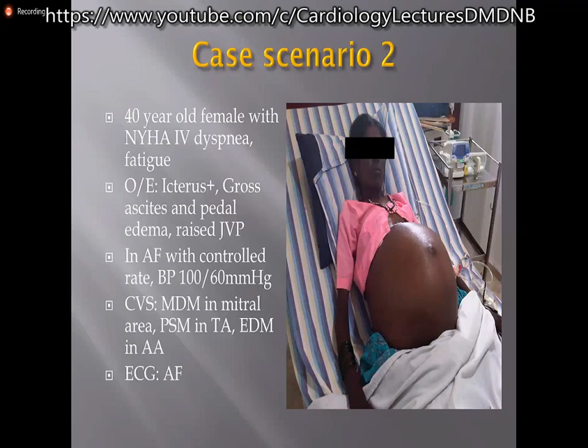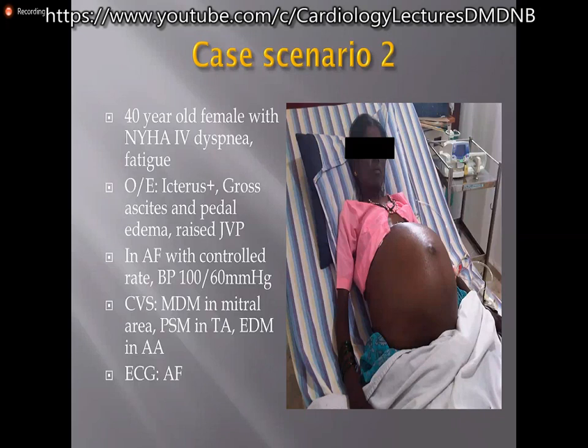Then case scenario 2, 40-year-old female presented with functional class 4 dyspnea, extreme fatigue. See, in a patient with valvular lesion, if there is extreme fatigue, it is always because of decrease in cardiac output and fall in the stroke volume. Either it is a severe MR or there is a severe right heart failure. So either a severe right heart failure or a severe MR. And any patient with multivalvular heart disease who has ascites, jaundice, always think of organic TR disease.